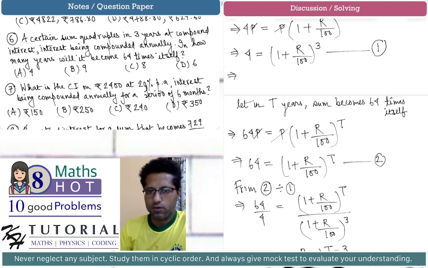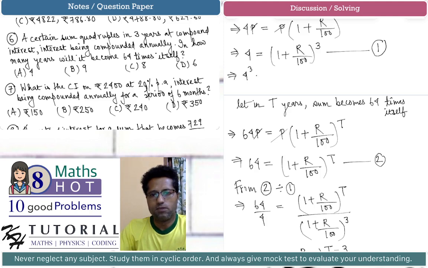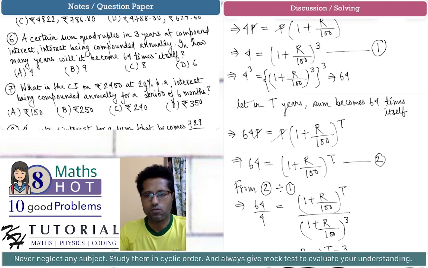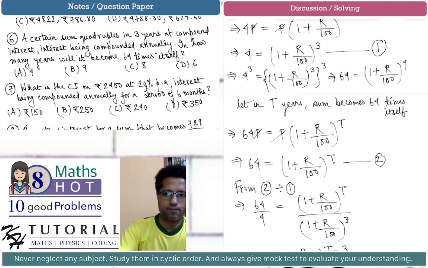If we take the cube of both sides of equation 1, we get 4 cubed is equal to ((1 + r/100)^3)^3. This implies 64, since 4 cubed is 64, is equal to (1 + r/100) to the power 9.